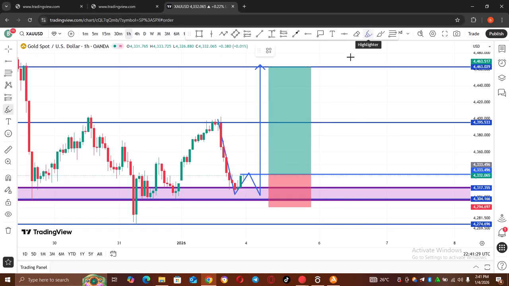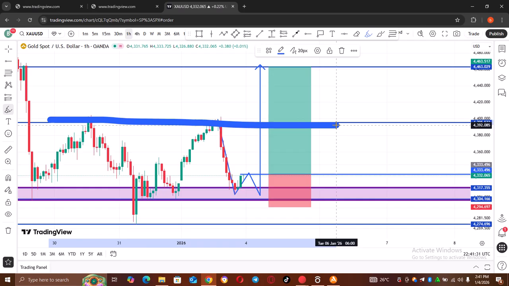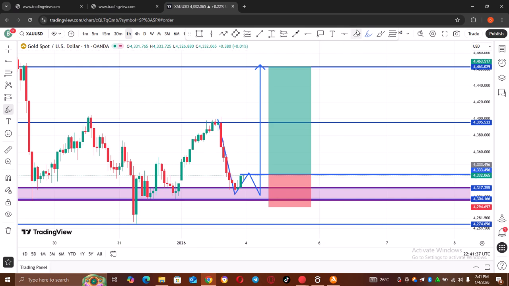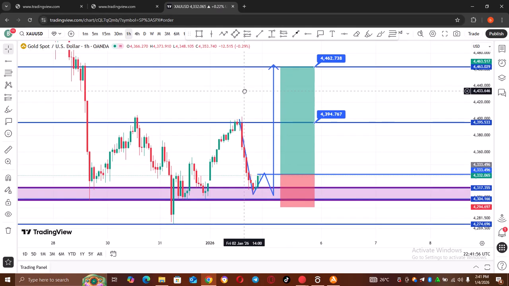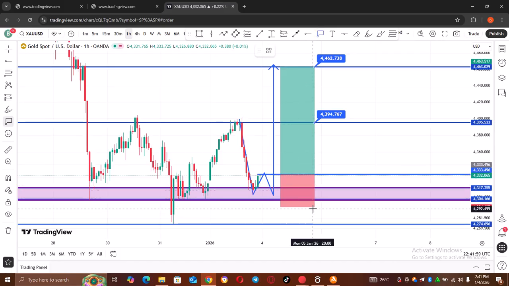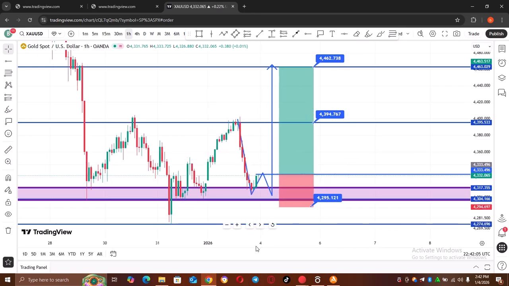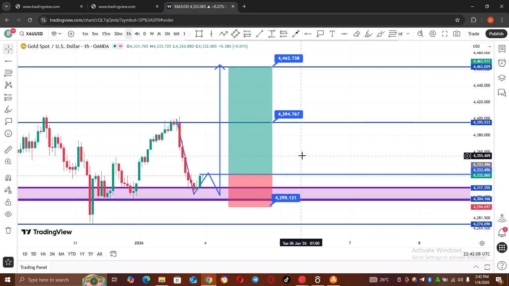Now remember the resistance over there. This resistance is the neckline of the inverse head and shoulders pattern that we saw earlier on the 4-hour time frame. Are you fired up? So we're going to put our first TP over there, and if the market is able to break above the neckline, then we put our second TP at the next resistance to the left. Now your stop loss, don't forget, is below the zone. You should not be too close to the zone. Make sure you leave space for manipulation to avoid stop hunts or liquidity hunts.